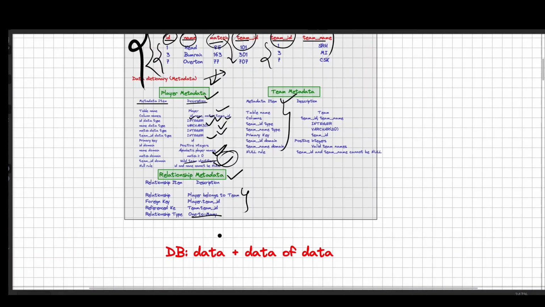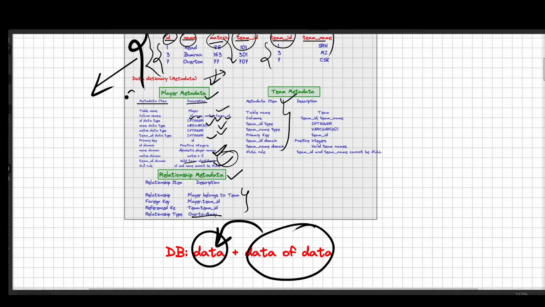So we can say that database is composed of two things, data and data of data, that is the information of the actual data. So this is our data and this is our metadata, which makes the complete database.